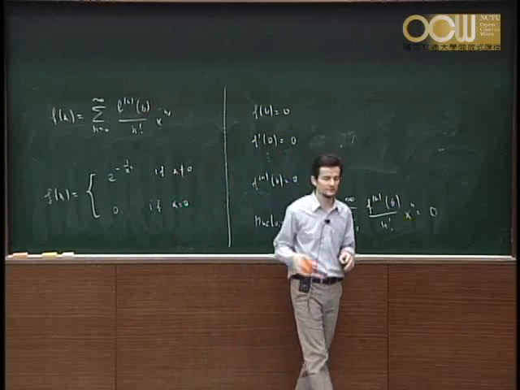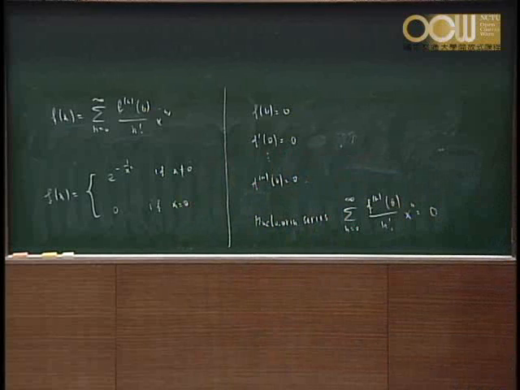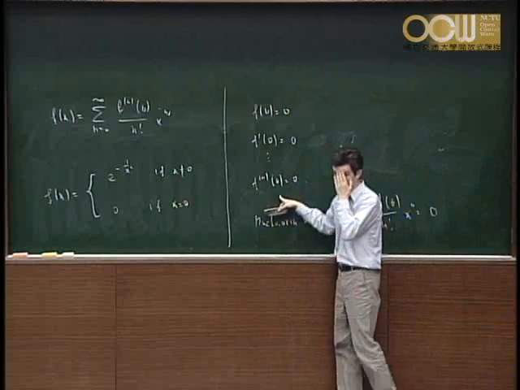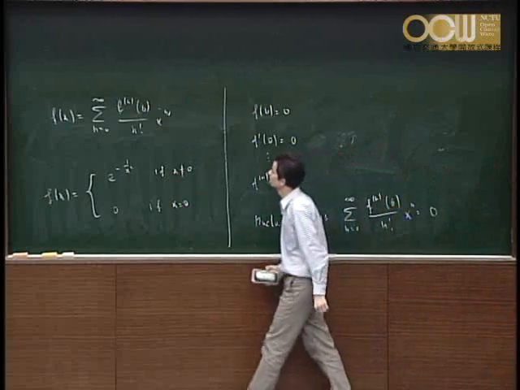Also, this is one of the examples in our textbook. You can complete it by showing that for all n, the nth derivative at 0 is equal to 0.